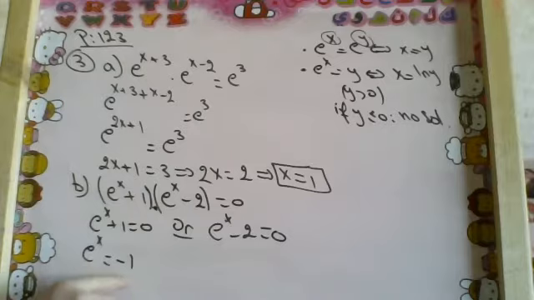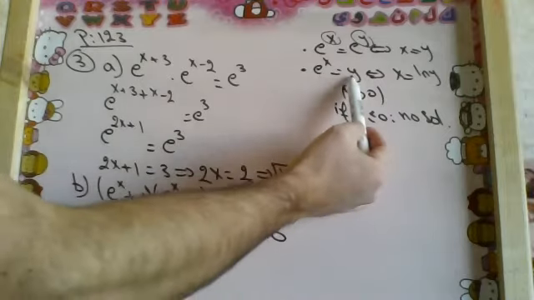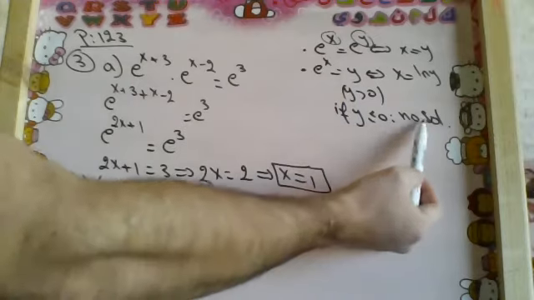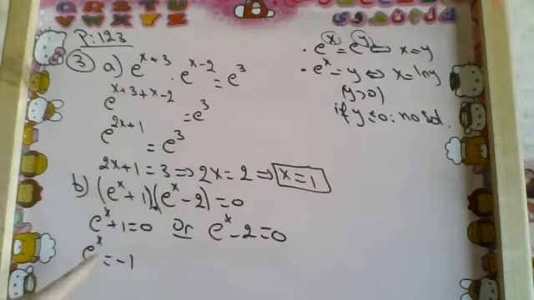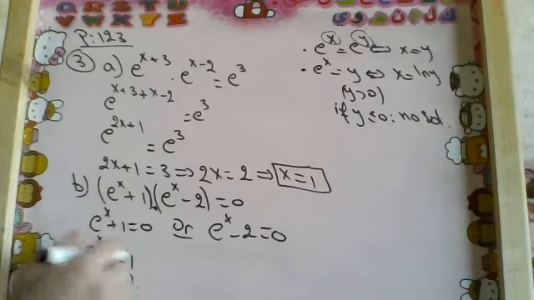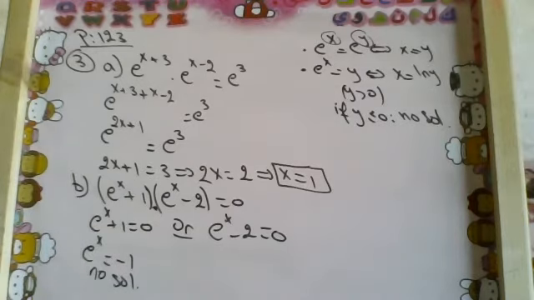Is it possible that e power x equals negative 1? No. Why not? e power x cannot be negative. Look: e power x equals y. If y is negative, then the equation has no solution. So this part I reject, it's impossible. No solution for this. Rejected. Impossible.